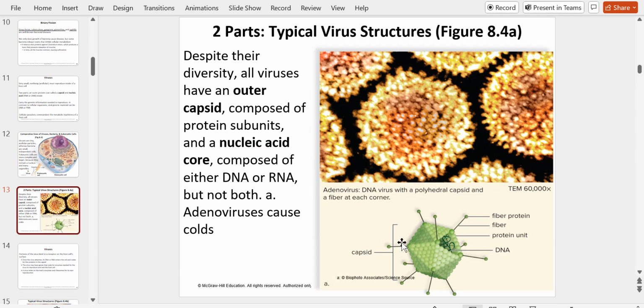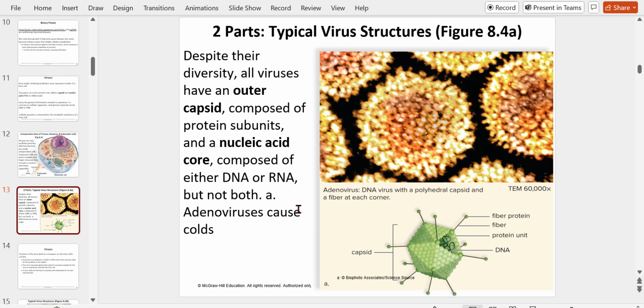So just getting into the whole idea there, when you're talking a virus, there's your capsid. That's all it is, just an outer coat, outer shell, and your DNA in the middle. That's it. It just lands and injects its DNA into the host cell, and it lives on. So despite all their diversity, all viruses have an outer capsid composed of a protein subunit and a nucleic acid core, composed of either DNA or RNA, but not both.